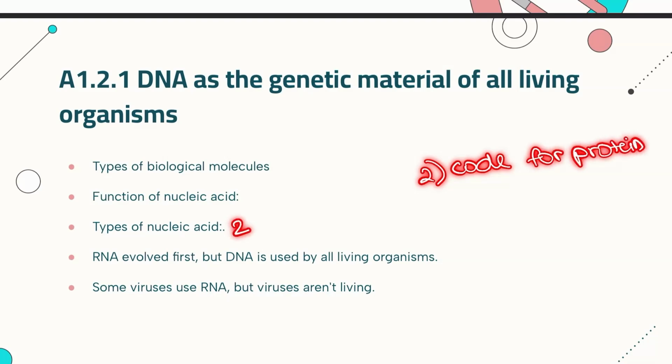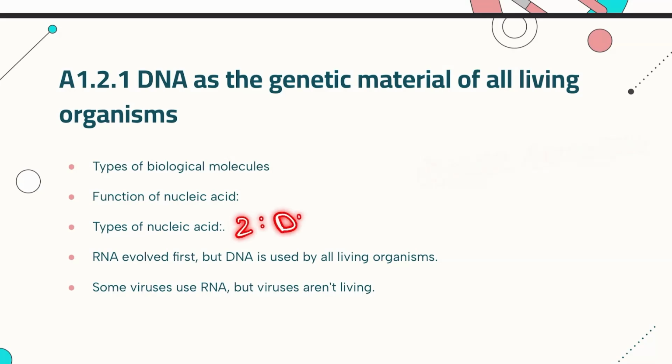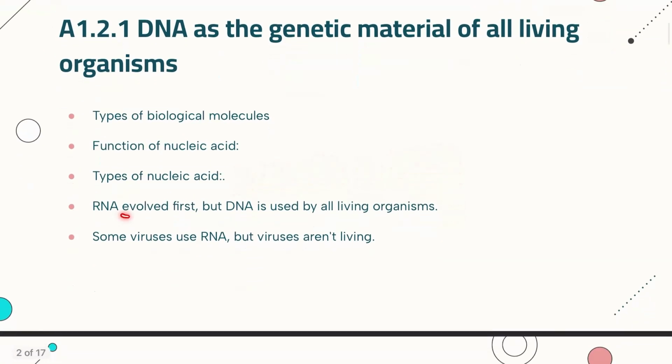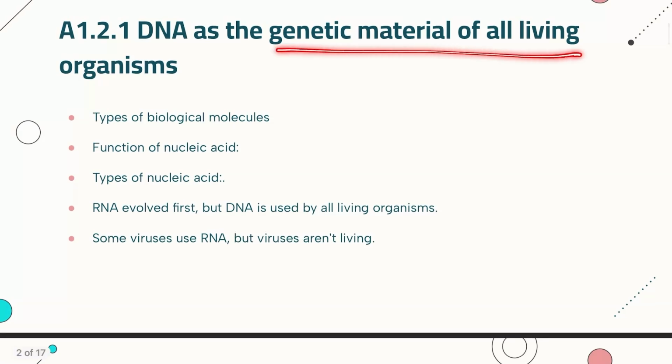The first is to pass information between generations, and the second is to code for protein production. There are two types of nucleic acid: deoxyribonucleic acid and ribonucleic acid, which can be shortened to DNA and RNA. RNA is hypothesized to be the first source of genetic information to evolve, but today all living organisms use DNA as their genetic material. However, RNA viruses use RNA as their source of genetic information, but since viruses do not carry out all functions of living organisms, this does not count as an exception to the rule that all living organisms use DNA.